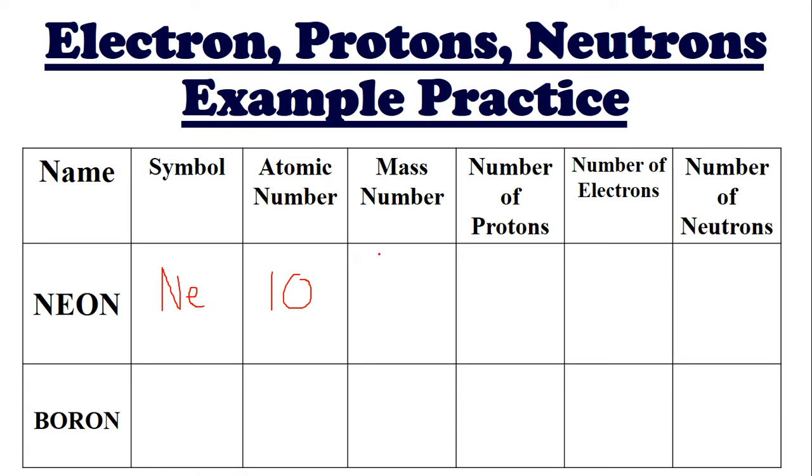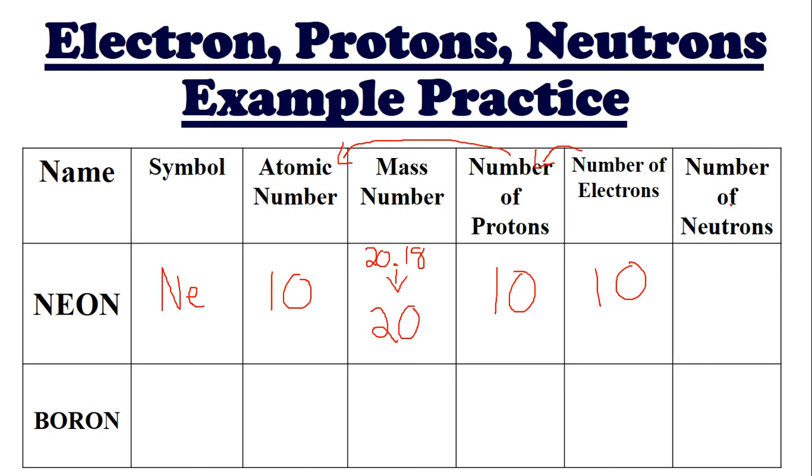Then mass number. Mass number up there says it's 20.18. But we have to round that. So you round it to the nearest whole number. So you look right here. This says it's below 5. So we just keep the 20. Number of protons is whatever the atomic number says. So since the atomic number says 10, the protons are 10. Electrons, whatever the protons say is what the electrons say. 10.